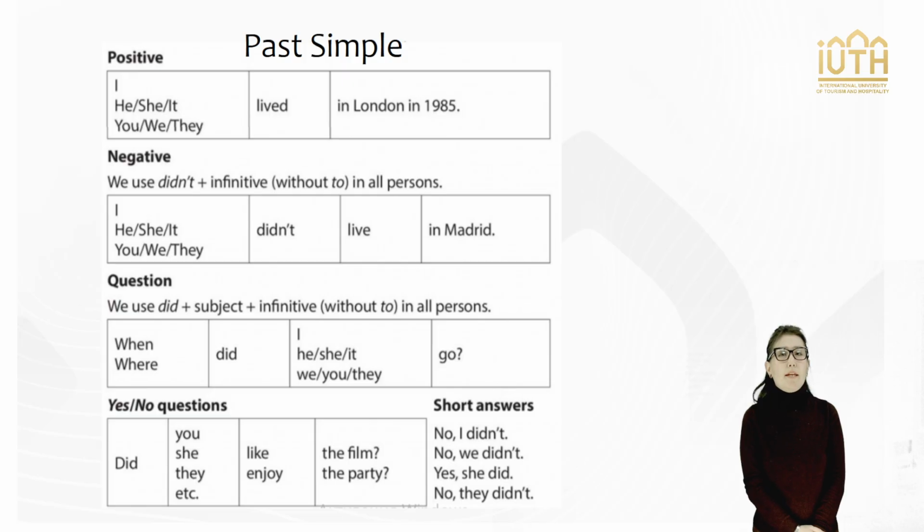Answers: when responding to questions in the past simple tense, the answer typically follows this structure. Positive answer: yes, subject plus past simple verb plus object. Example: yes, she visited her grandparents last weekend. Negative answer: no, subject plus didn't plus base form of the verb plus object. Example: no, he didn't play football when he was young.